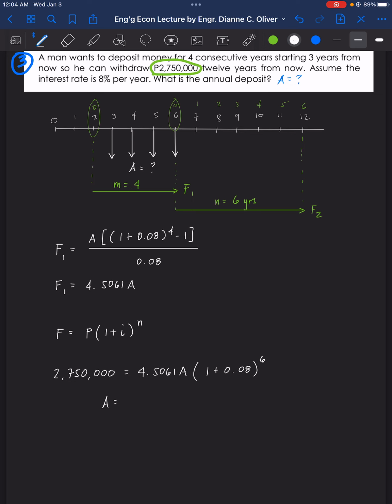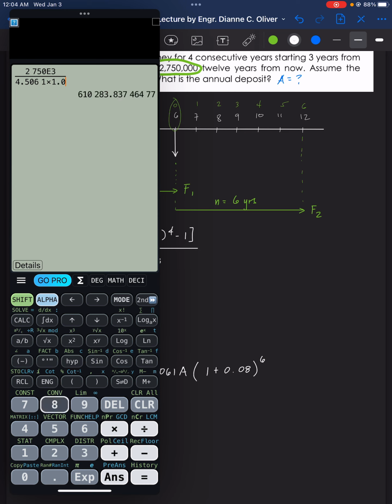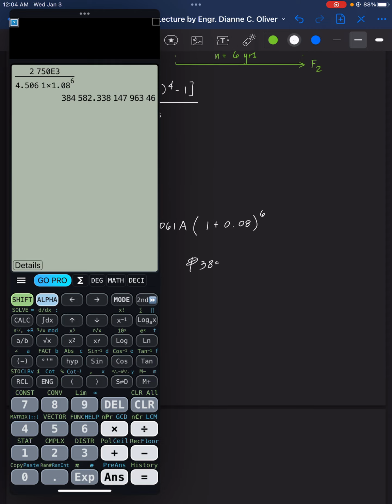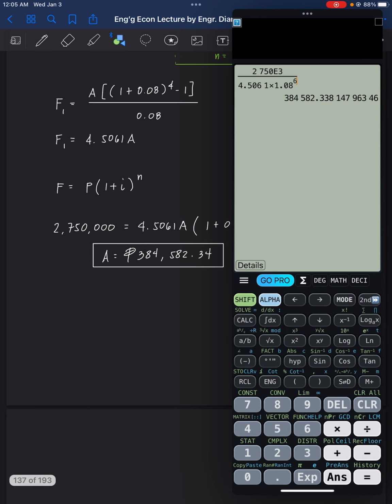So what's now the value of A? 2,750,000 all over 4.50618 times 1.08 raised to 6. So that is 384,582.34. So that's number 3.